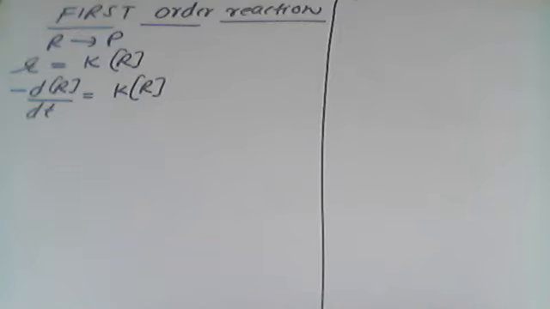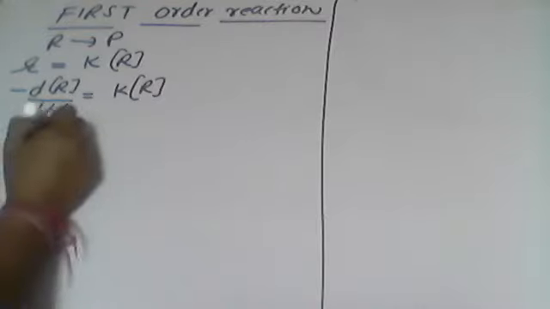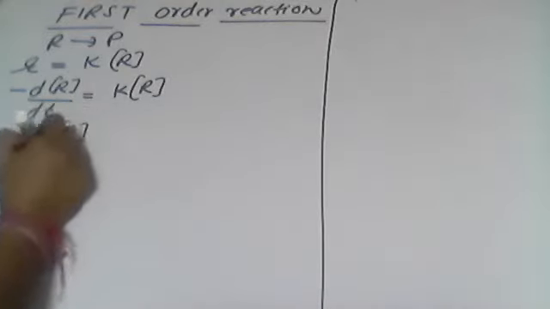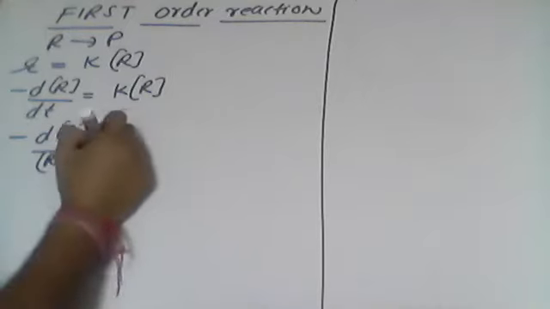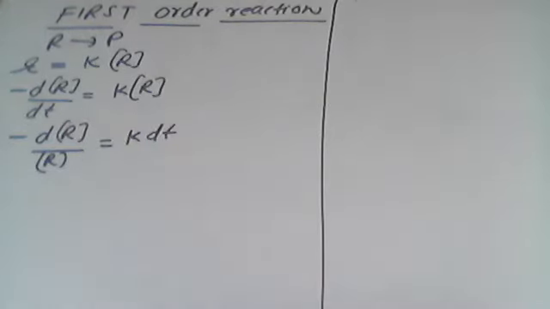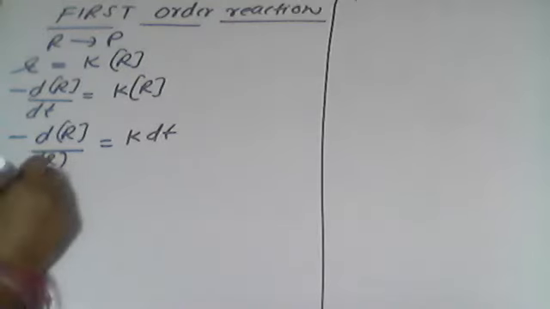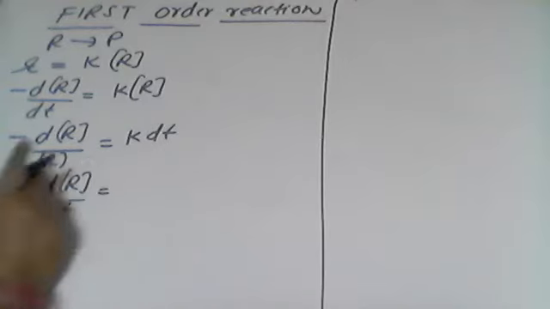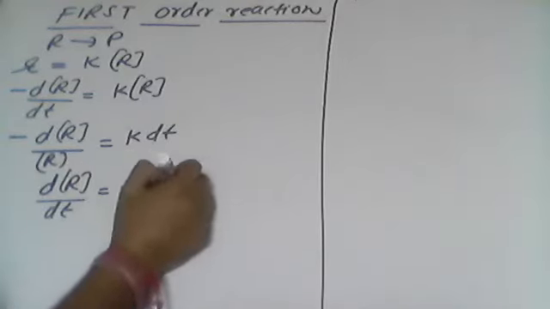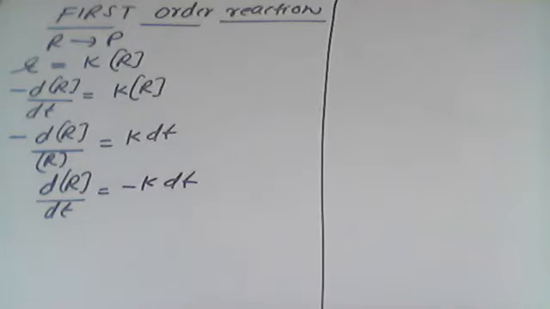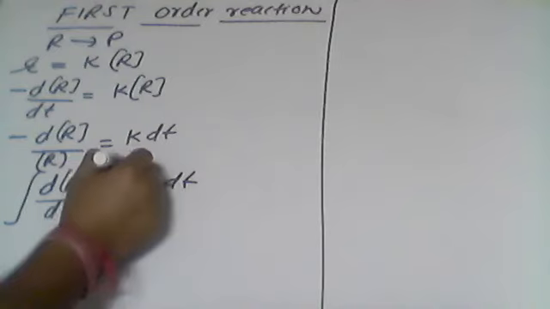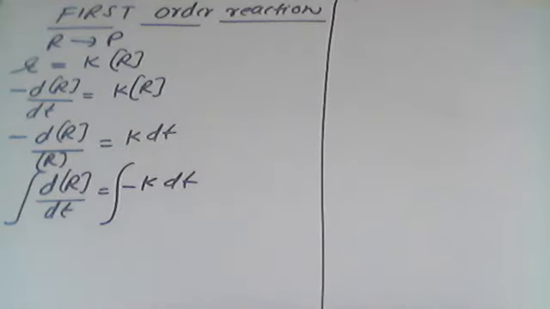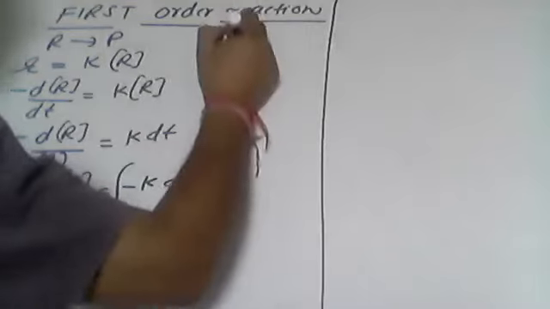What I'm going to do is separate the variables. It will be like minus d[R] by [R] is equal to k dt. The negative sign I'm going to take to the other side. I'm going to integrate this equation. Integrating this equation, here I'm going to use a formula.